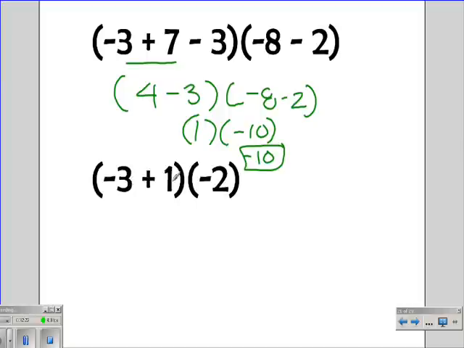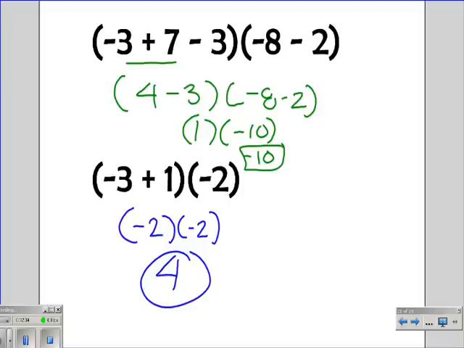Looking at the next one, negative 3 to the right 1 means I have a negative 2 times a negative 2. Negative times a negative is a positive, and 2 times 2 is 4.